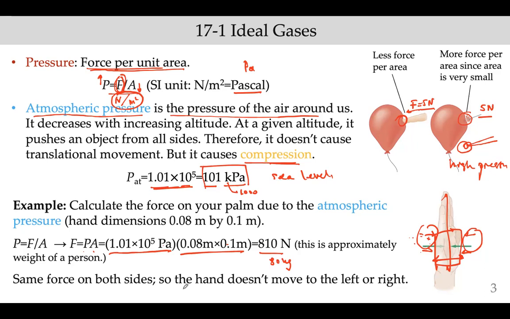You can ask, well, how come our skin or blood pressure can hold this much pressure? Well, our body is designed for it, so it's used to that much pressure. So there's no problem in the body and the blood. Also, the tissues and everything, the bones, they are already designed for that pressure. So again, same force on both sides. The hand doesn't move to the left or to the right, but there is definitely pressure, compression on the hand.